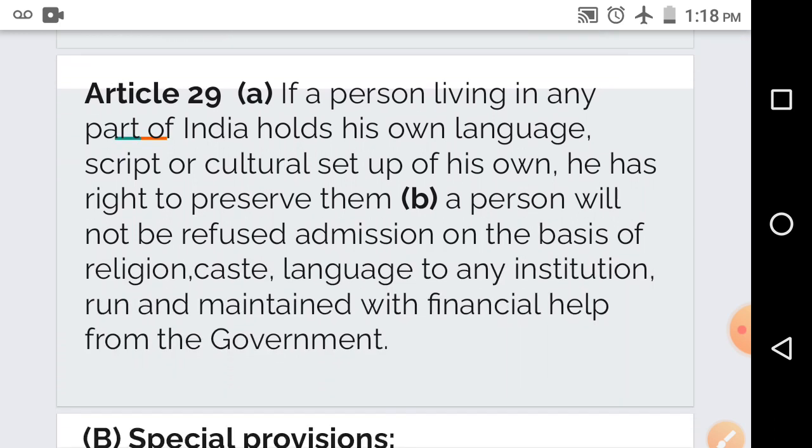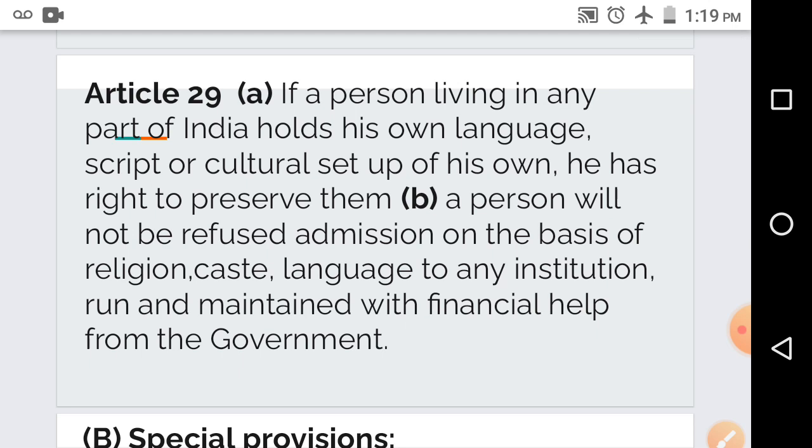Next is Article 29. If a person living in any part of India holds his own language, script, or cultural setup of his own, he has the right to preserve them. A person will not be refused admission on the basis of religion, caste, or language to any institution run and maintained with financial help from the government. So these are the two articles which come under the general provisions of the Constitution.